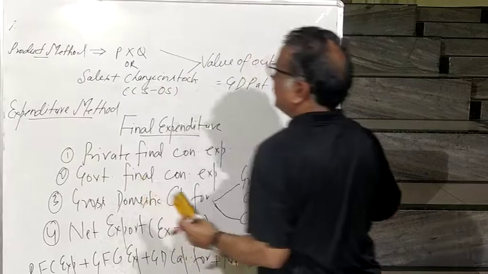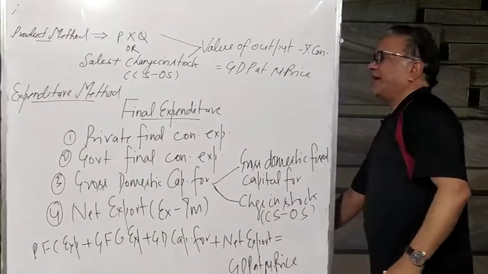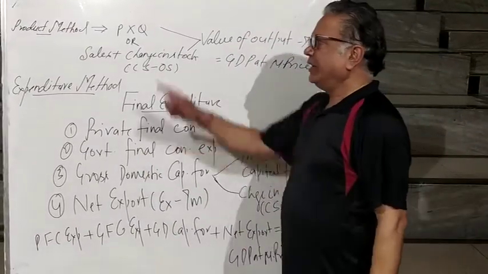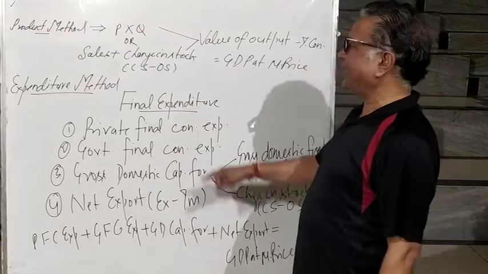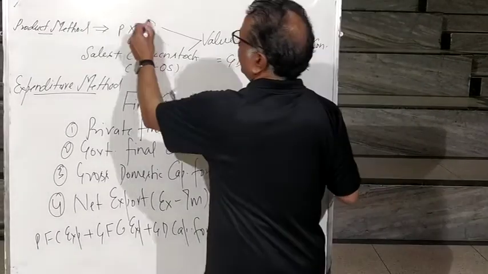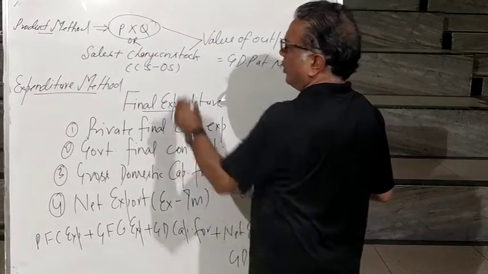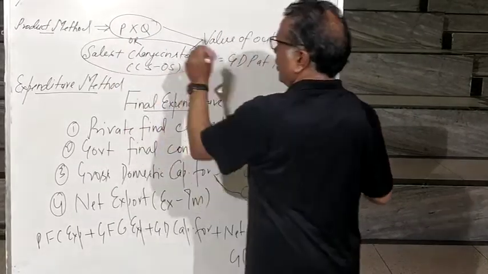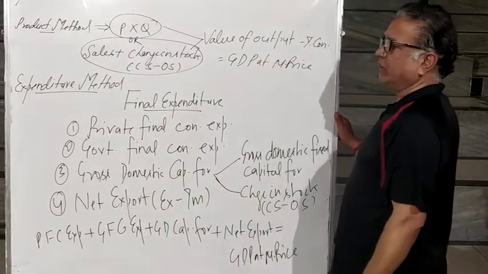Then second comes product method, which is also known as value added method. In this method, first what we do, we calculate value of output. How we calculate value of output? Either price into quantity or sales plus change in stock, that we discussed in the previous video.